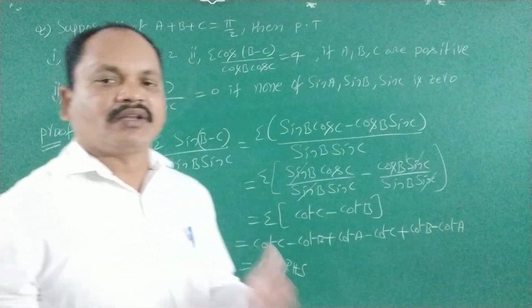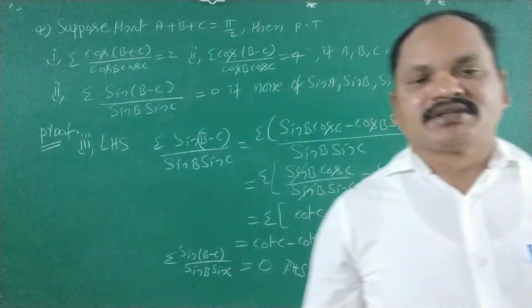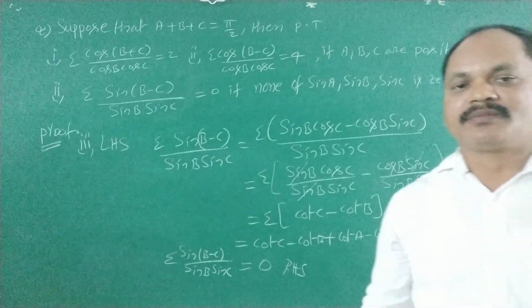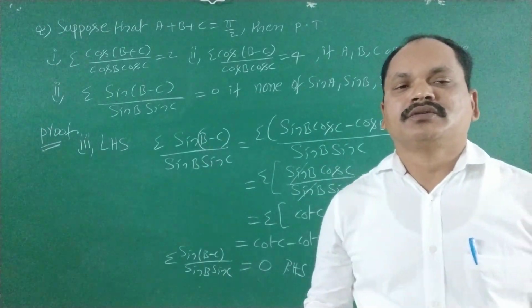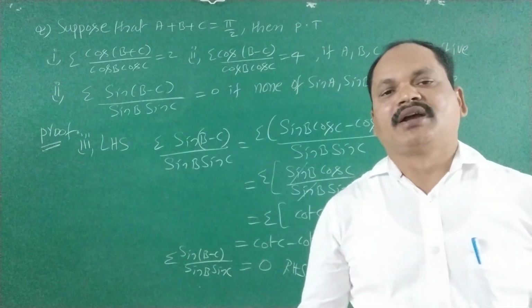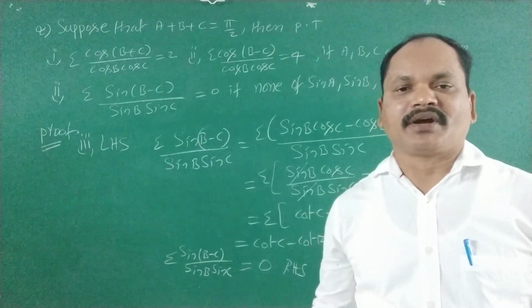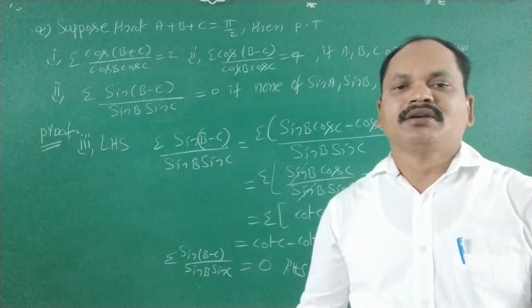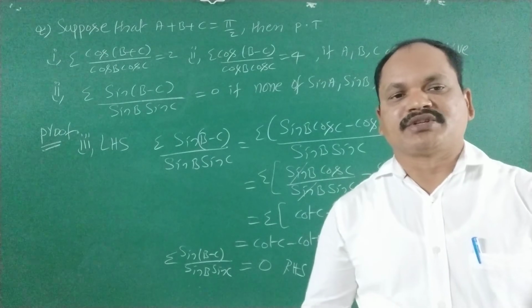That's why these all depend upon the concept of the sum of the angles being odd multiples of pi by 2. Some results are there. When the sum of the angles is an integral multiple of pi, some results are there. That's why this concept is very, very important, right?